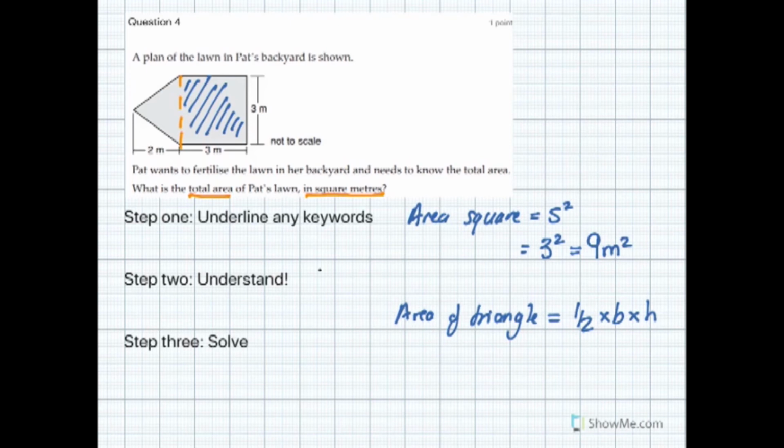To work out the area of the triangle, we do half times the base, which is 3, times the height, which is 2. When we solve this, we get 3 meters squared. Now that we found the area of the square and the area of the triangle, to find the total area of the lawn, we add both our measurements, 9 plus 3. The answer is 12. So the total area that needs to be fertilized is 12 meters squared.